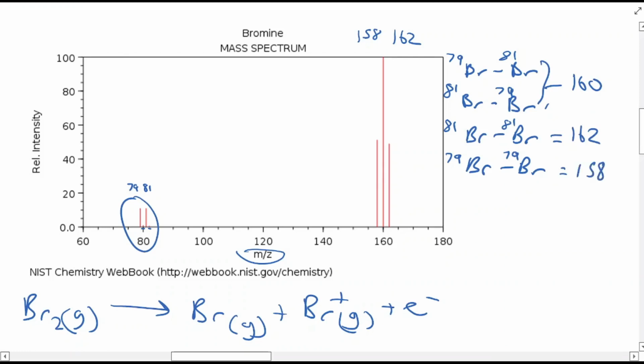So by looking at my mass spectrum of bromine, I can not only tell the proportions of each isotope, but I can also see how they're bonded and how that affects it. And because this is twice as likely as these two, you have essentially one bar in the middle that is twice as high as the other two bars.